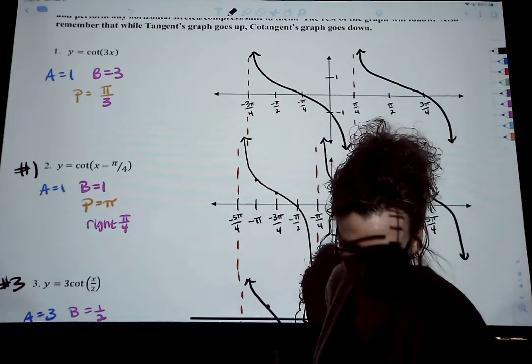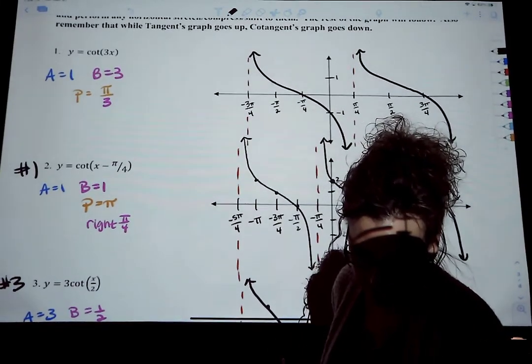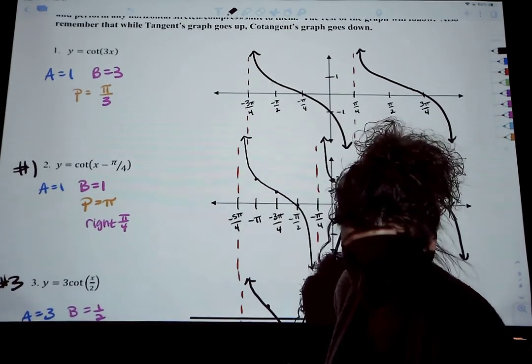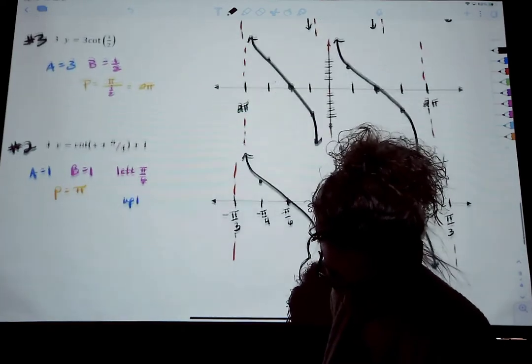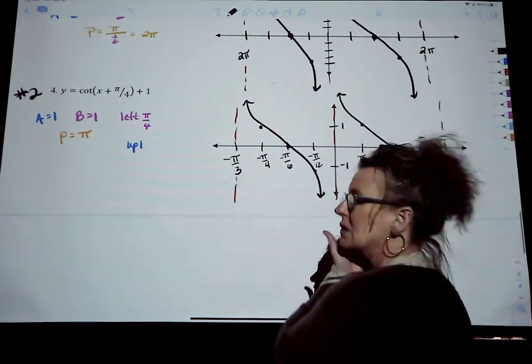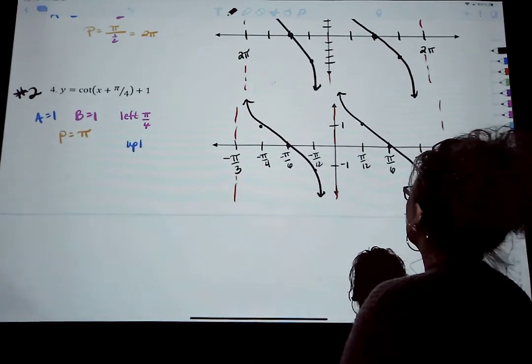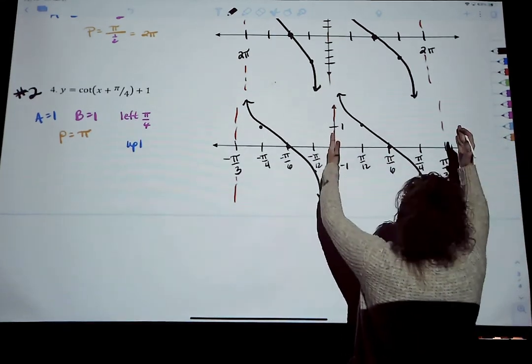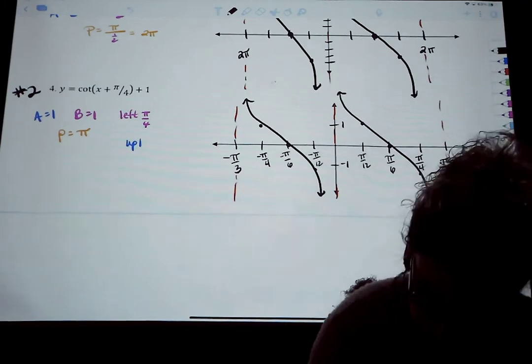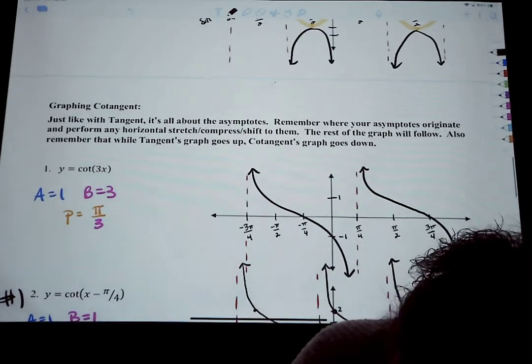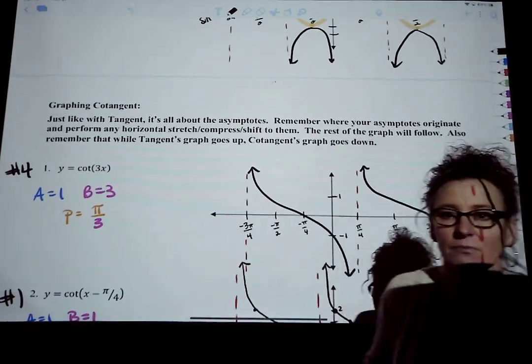And then the last one, period is pi over 3. We've used number 1, we've used number 2, that must be this one. Is the period of this graph pi over 3? It is. So this would be graph number 4. Okay?